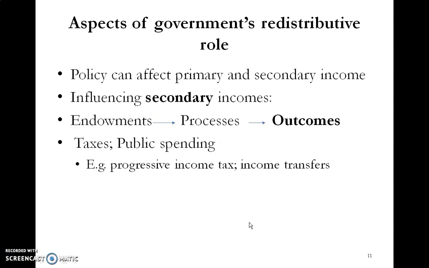So as I mentioned in the previous slide, government can use tools or policies to affect primary and secondary income to varying degrees. When it comes to influencing secondary incomes, most of the tools are directed at outcomes. So government will use taxes and public spending to change how secondary income is distributed. We can therefore have some governments instituting progressive income taxes or income transfers. For those of you who did public economics, you should be familiar with this.